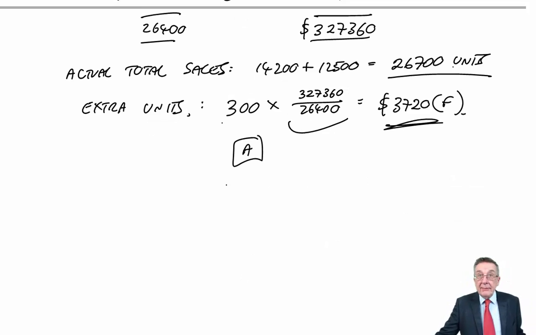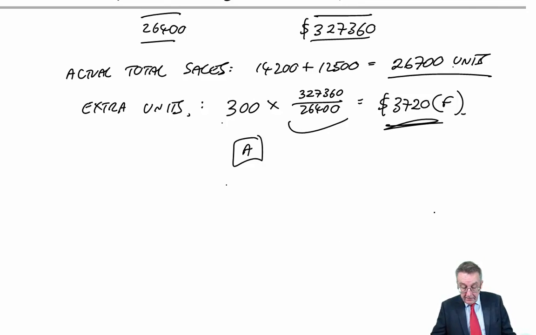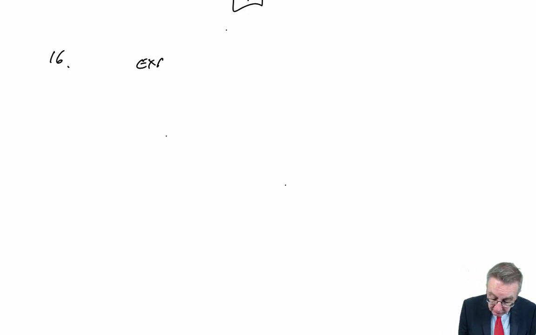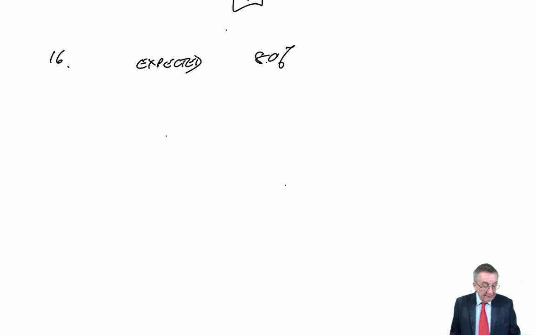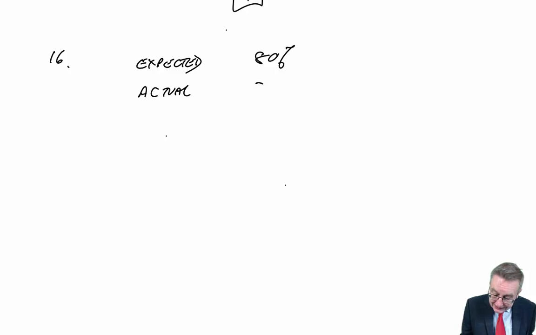Okay, only five left, so let's have a go with number 16. Which of the above reasons could have caused the difference between the expected rate of learning and the actual rate of learning? And what do they say? A company predicted that the learning rate for production of a new product would be 80%. So the expected learning rate is 80%. The actual learning rate was 75%.